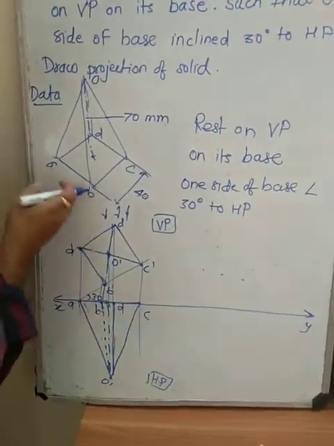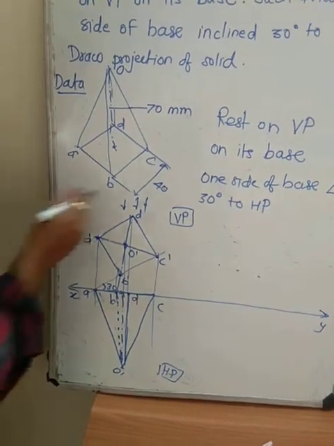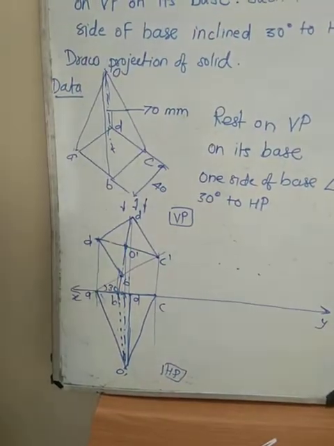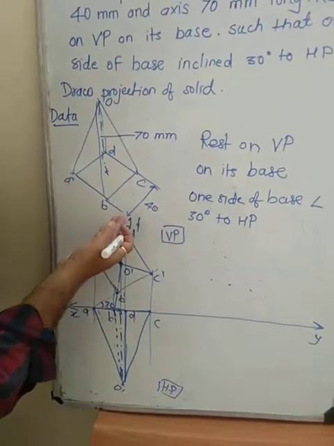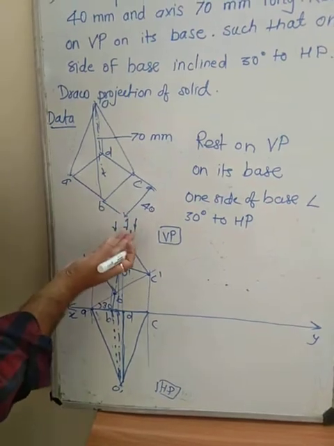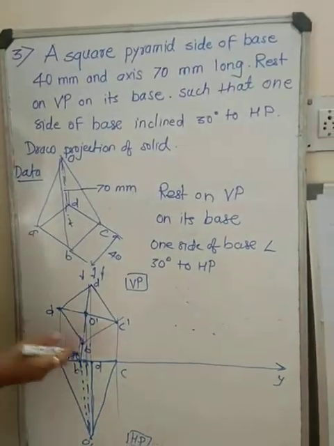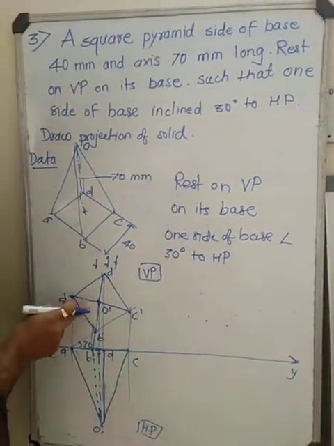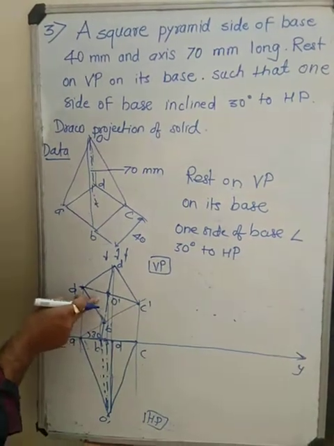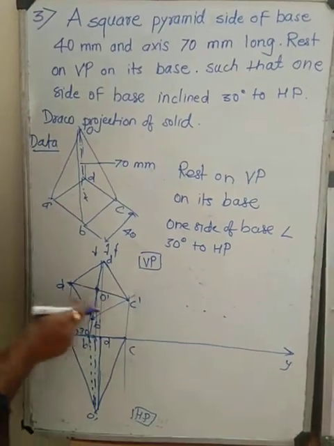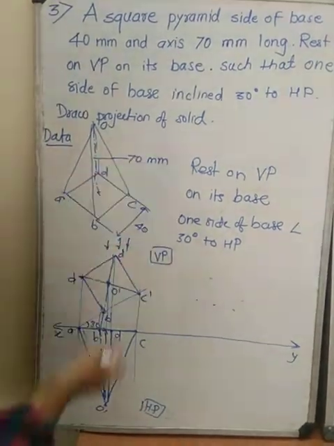In other cases there may be a pentagonal pyramid or a hexagonal pyramid, and accordingly the condition is given to you, and you have to draw the pentagonal pyramid, hexagonal pyramid or any other type of pyramid according to the given condition. That means in place of this square you may have a pentagon or a hexagon also. In this way you can solve the problem.